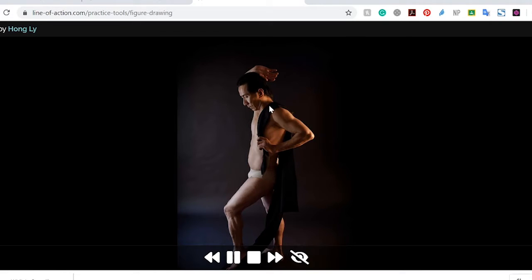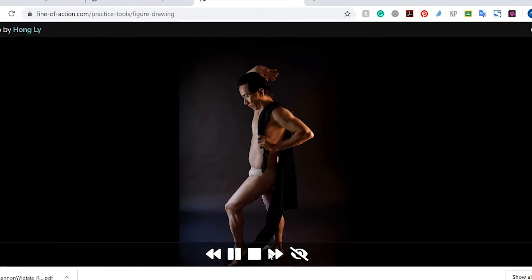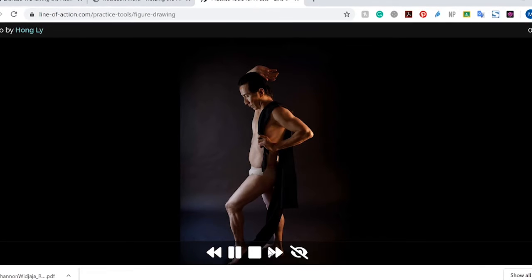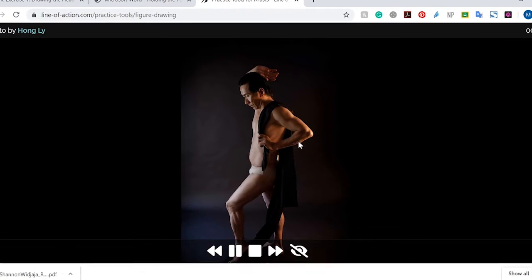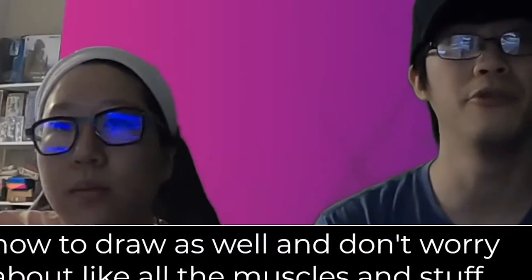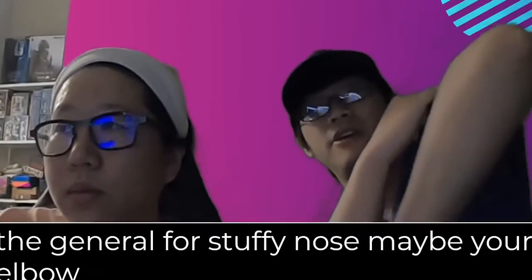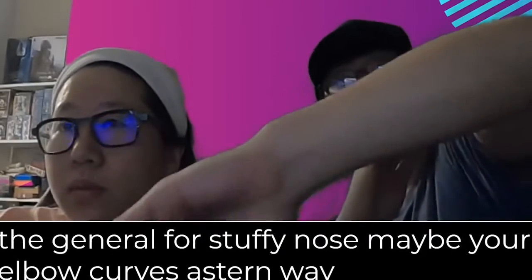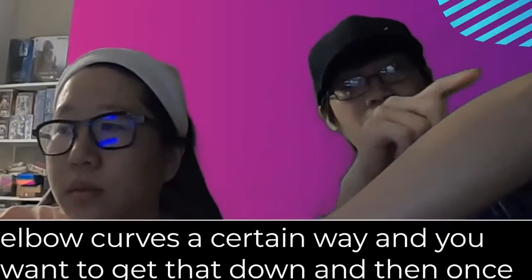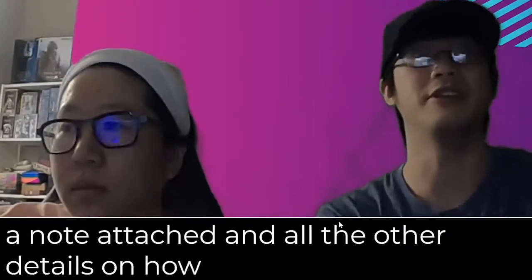When you're doing live drawing, there's definitely a difference, because this is a 3D person doing different types of poses, instead of drawing from imagination. It kind of forces you to learn how to draw as well. Yeah, and don't worry about all the muscles and stuff. Try to get the general shape down, and the general force of maybe how your elbow curves a certain way. Once you have that direction, then you can start attaching all the other details on top of it.